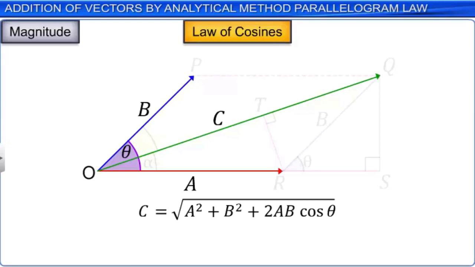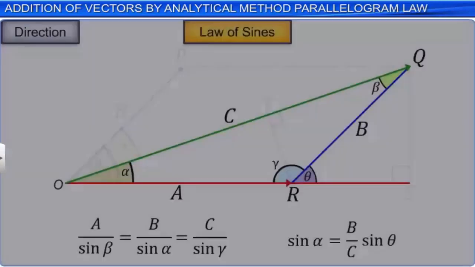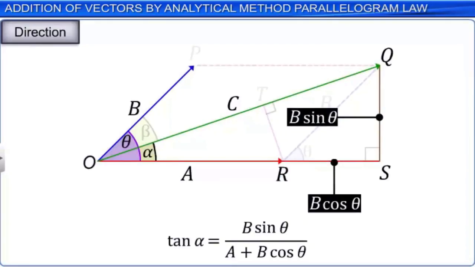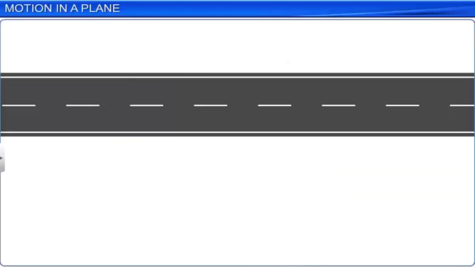Then the second is the law of sines, where the component vectors a, b as well as the resultant vector c are connected with their sine ratios, which are sine beta, sine alpha and sine gamma. From that, what we got as sine alpha is equal to b by c sine theta gives us the direction of the C vector, and the tangent formula we got as the last one gives us the magnitude of it.